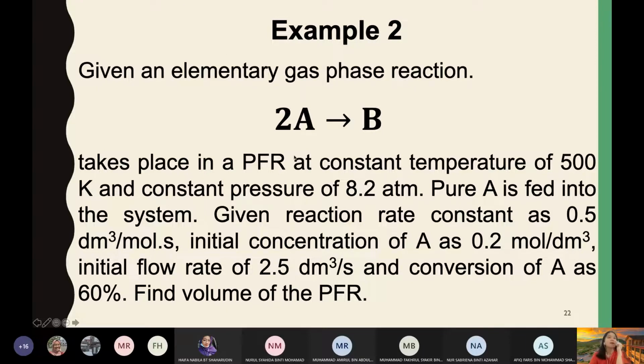If it is elementary, it means you can derive the design equation. The design equation will be minus RA equals KCA power of 2. Why power of 2? Because for an elementary reaction the order follows the stoichiometric coefficient. The stoichiometric coefficient for A is 2. So minus RA equals KCA power of 2, second order with respect to A. Two conditions are fulfilled. We know the rate law, KCA square, and we know it is gas phase. Third, it says the reaction takes place in a PFR. So you now have three conditions: PFR, KCA square, gas phase.